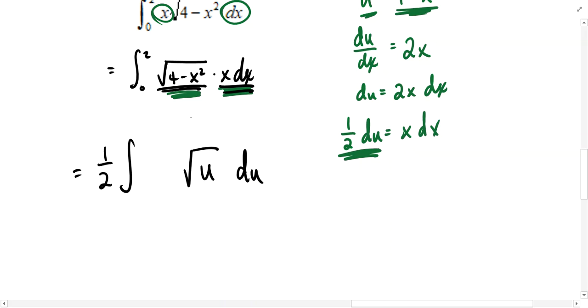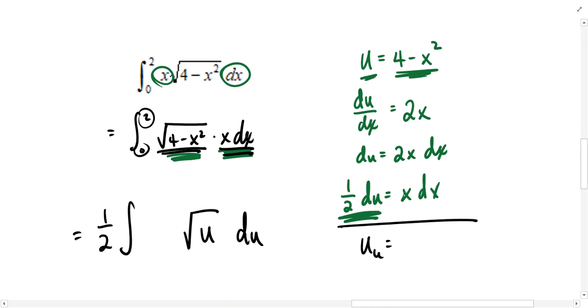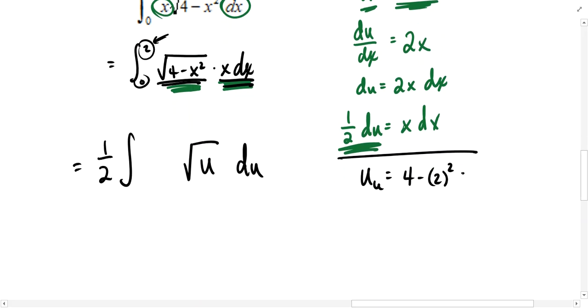The new boundaries aren't necessarily the same as the old boundaries, so let's use these numerical values to compute our new boundaries. The upper boundary is simply this old boundary here substituted into our u expression. So we need 4 minus 2 squared, which is going to equal 0. And our lower boundary is going to be 4 minus 0 squared, which is positive 4.